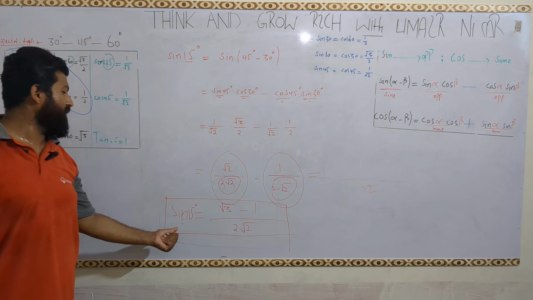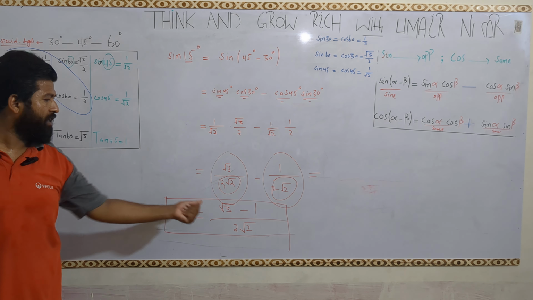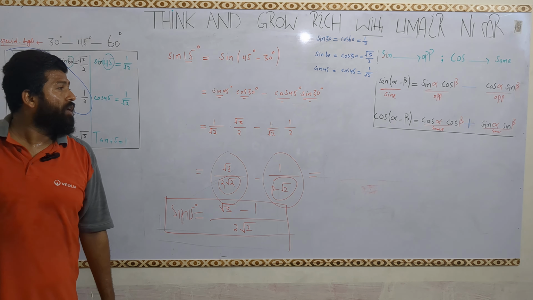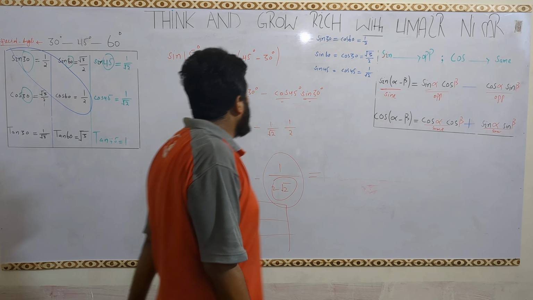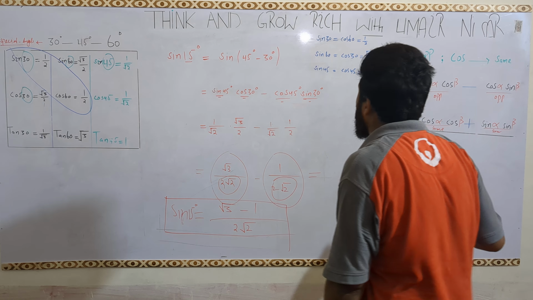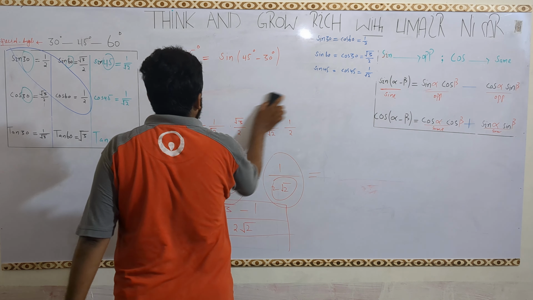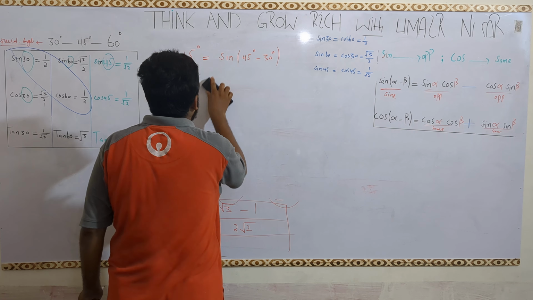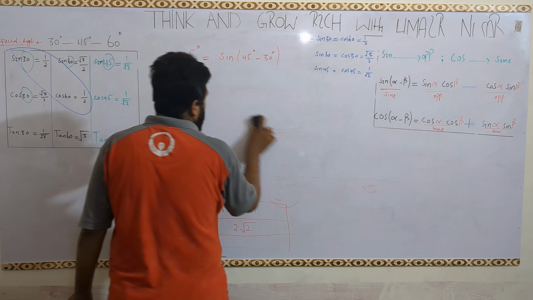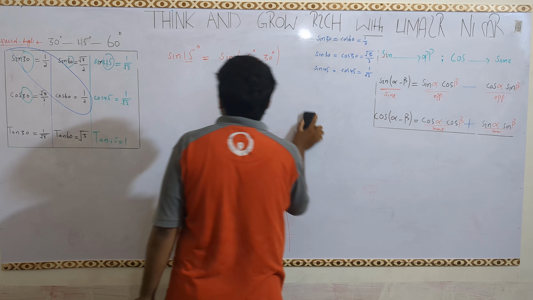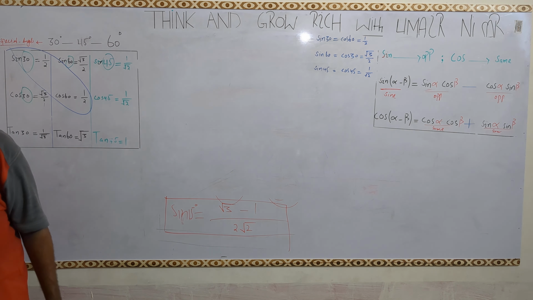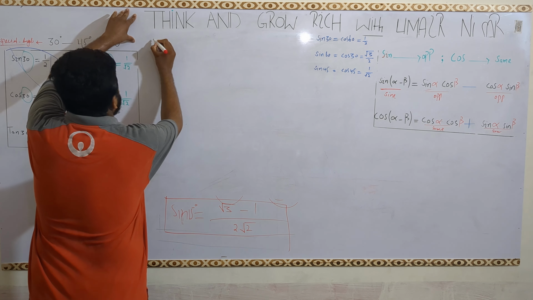So we have calculated the value of sin 15: under root 3 minus 1 over 2 under root 2. We have calculated the value. Now we will calculate the value of cos 15.